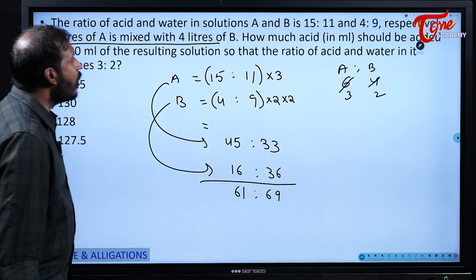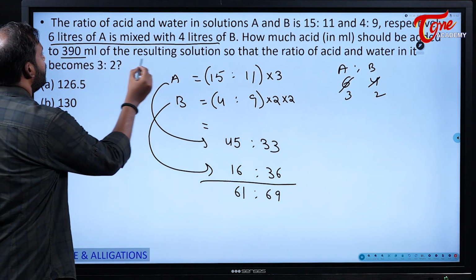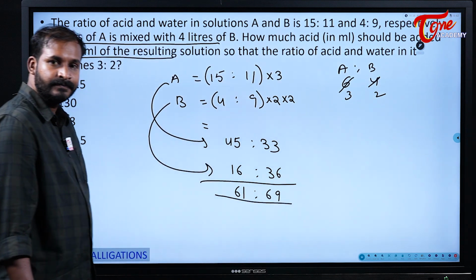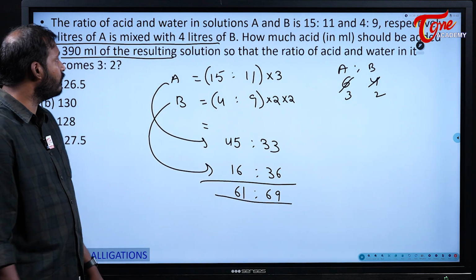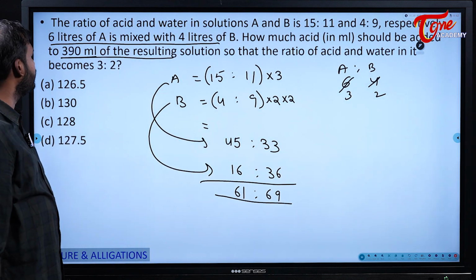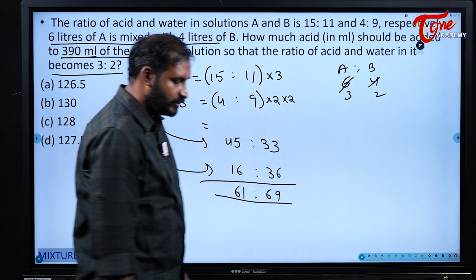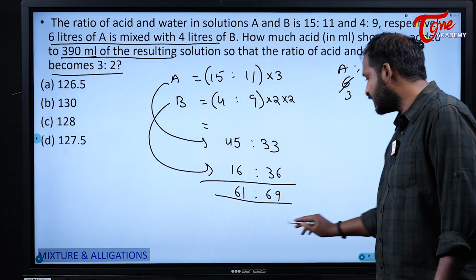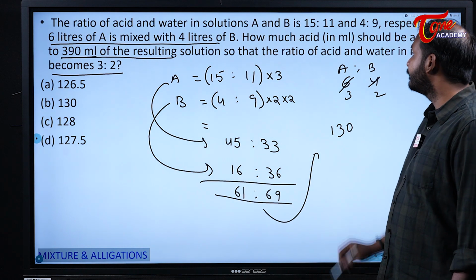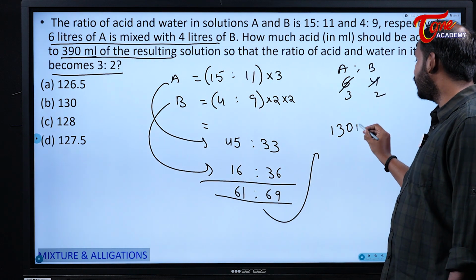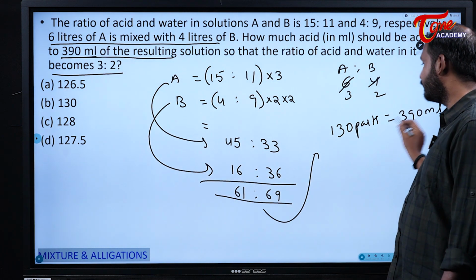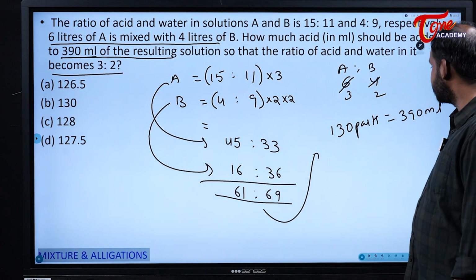How much acid should be added to 390 ml of the resulting solution? This is my resulting solution. Now, how much acid should I add to this 390 ml solution so that the ratio of acid and water in it becomes 3:2? Now, please see here, when I add, the total parts become 130. This is equal to, according to the given question, 390 ml, because I am taking 390 ml of the resulting solution. 130 parts is equal to 390 ml.